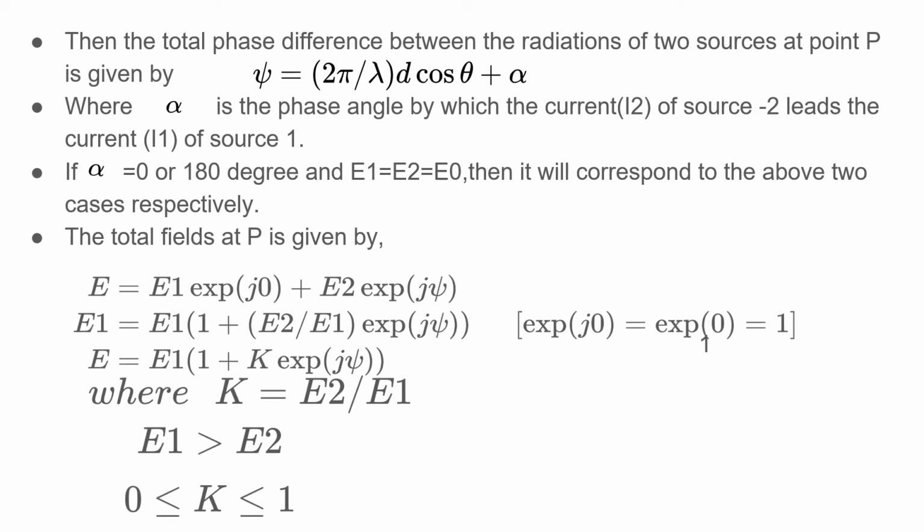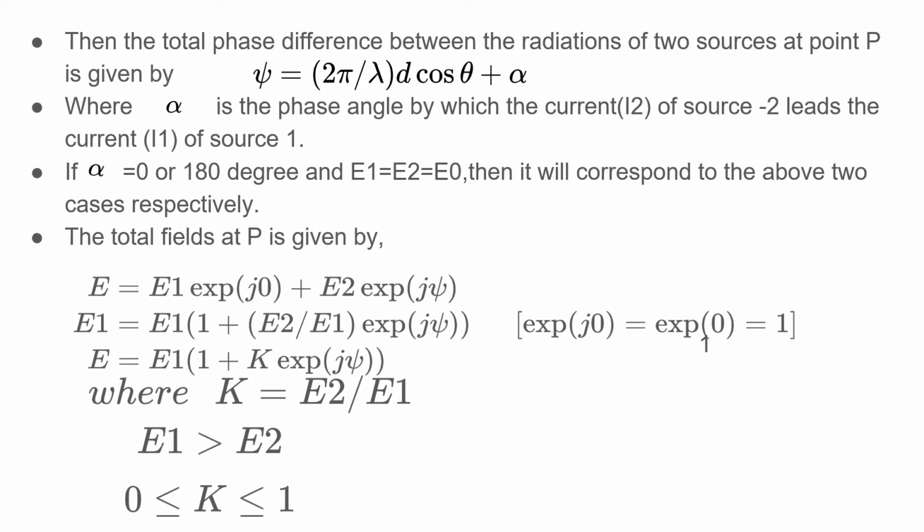If the amplitudes E1 and E2 are constant and equal to E0, then this expression corresponds to the first two categories of arrays that we have already seen, which are the broadside array or end-fire array. Now in this case we are assuming that the amplitudes are different. So what will be the total field at the distant point P? It is given by E, where E is equal to E1 exponential j0 plus E2 exponential j psi.